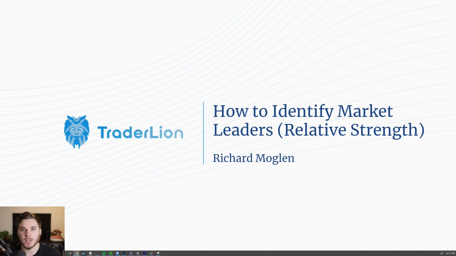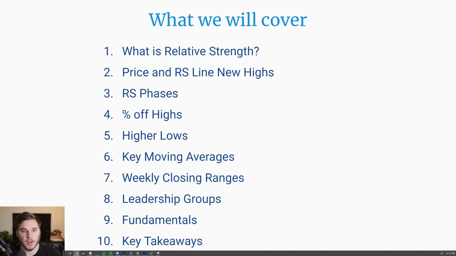This is Richard from TraderLion, and in today's video, we'll be talking about a really important concept, and that is how to identify market leaders, growth stock leaders, the stocks that can rise 20, 50, 100, 200% in a very short amount of time. And to identify these, we'll basically be using the concept of relative strength, and here's what we'll cover in today's video. First, what is relative strength?